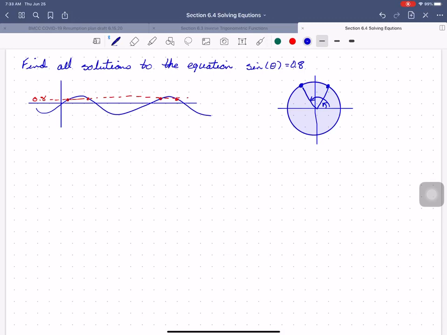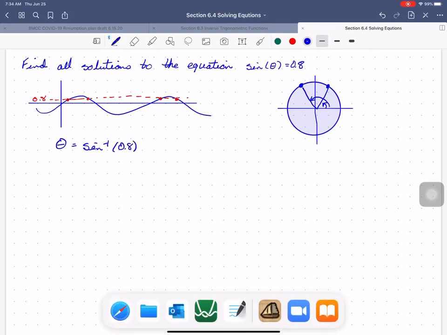So here's the kicker. A sine of 0.8 is not a special known unit circle value. So what we're doing is we're saying, well, theta equals the inverse sine of 0.8. That's going to give me one value. Which value is that going to give me? Well, it's going to give me this one, because remember that inverse sine is limited to the right-hand side of the unit circle.